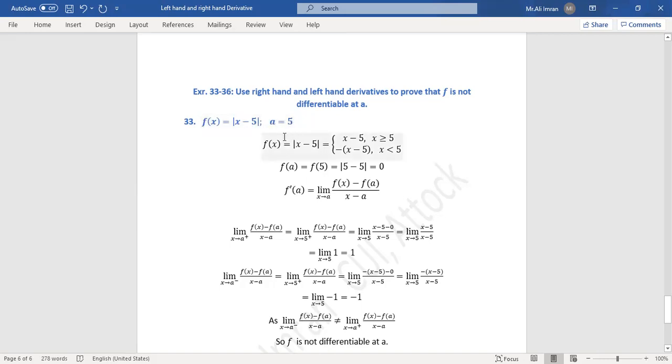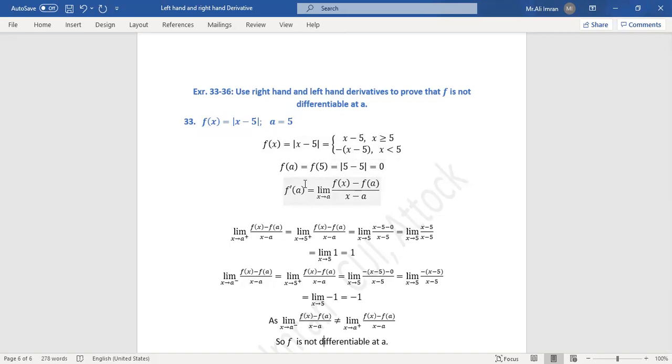Now I will expand this absolute function using the definition of the absolute value. F of x is equal to mod of x minus 5, which may be written as x minus 5 when x is greater than or equal to 5, and with the minus sign, minus of x minus 5, when x is less than 5. We will find first the value of the function at A. A is equal to 5. F of 5, 5 minus 5 is equal to 0 mod, and 0 mod is equal to 0.